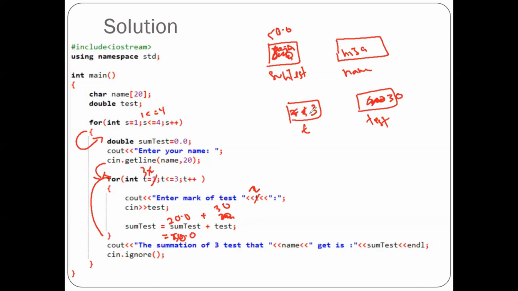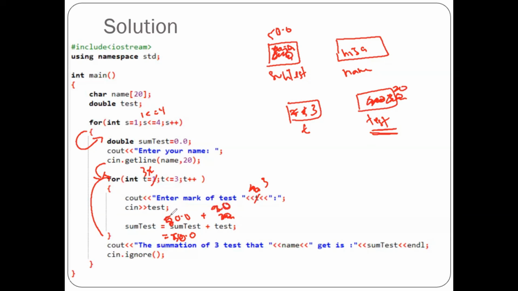T sekarang jadi 3. Is 3 less than or equal to 3? Yes. When yes, the next statement is to ask the user to enter the marks of test 3. So test 3, the user inputs 20. So right now the new marks for test 3 is 20. So sum test equals, so nilai sum test sekarang berapa? 50. Okay, it changed to 50. 50 plus 20.